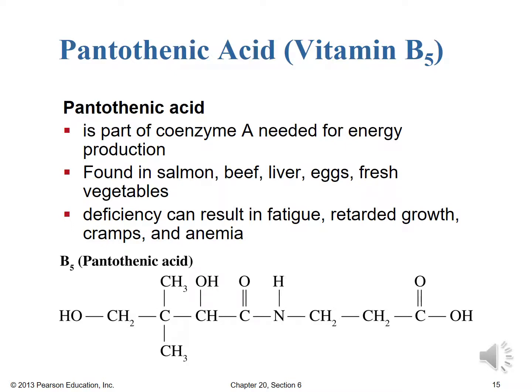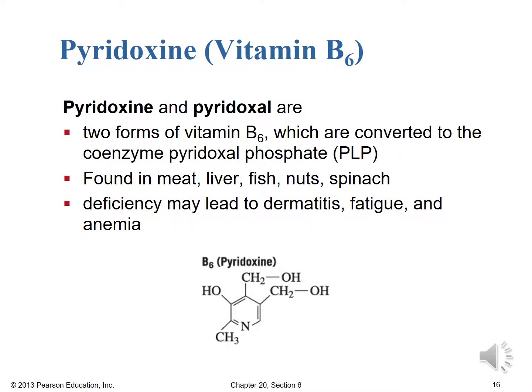Moving on to vitamin B6, pyridoxine and pyridoxal, which are two forms of that vitamin B6. They're converted to the coenzyme pyridoxal phosphate, PLP, and typical dietary sources would be meat, liver, fish, nuts, and spinach in particular for a vegetable. Here again, deficiency, like many of these B vitamins, can lead to dermatitis, fatigue, and anemia. And there we have its structure down at the bottom.